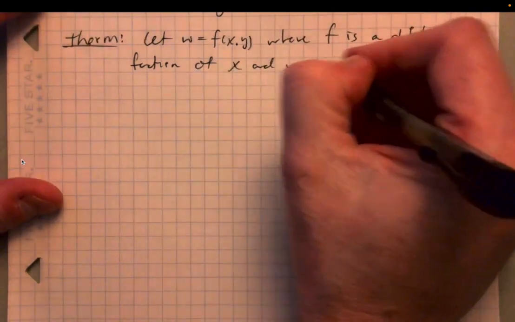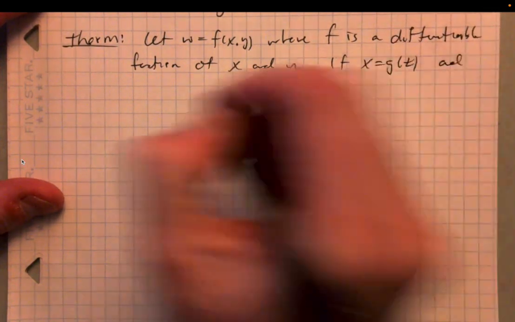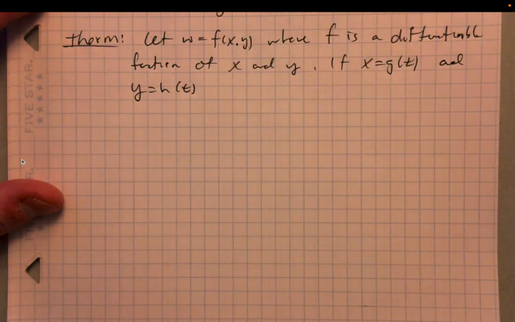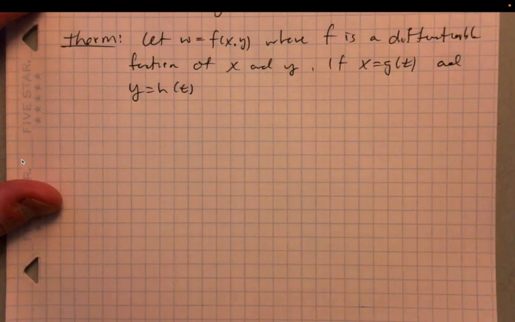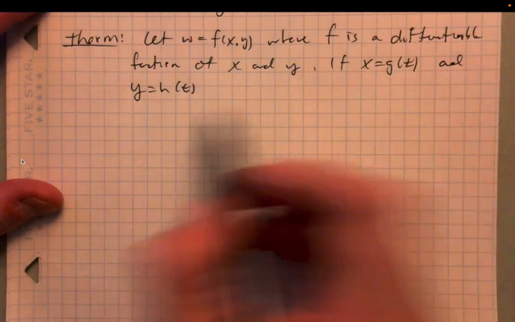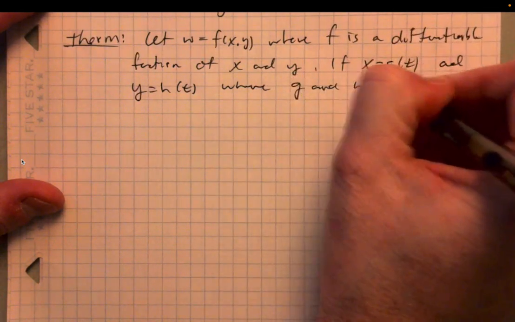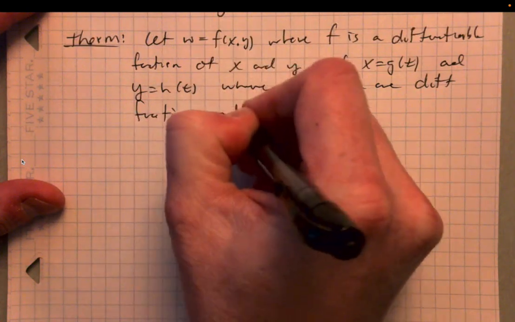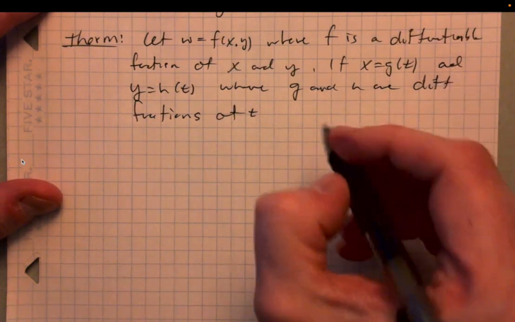Okay, so then if x equals g of t and y equals h of t, where g and h are differentiable functions of t, I won't write that, but that's implicit. Well, let me write it. If x is equal to g of t and y is equal to h of t, where g and h are differentiable functions of t, then w is a differentiable function of t as well.